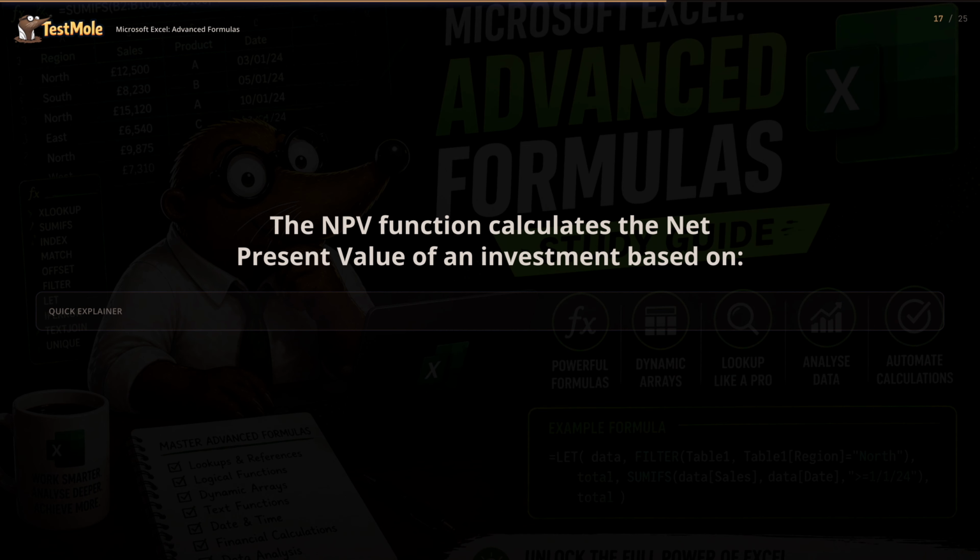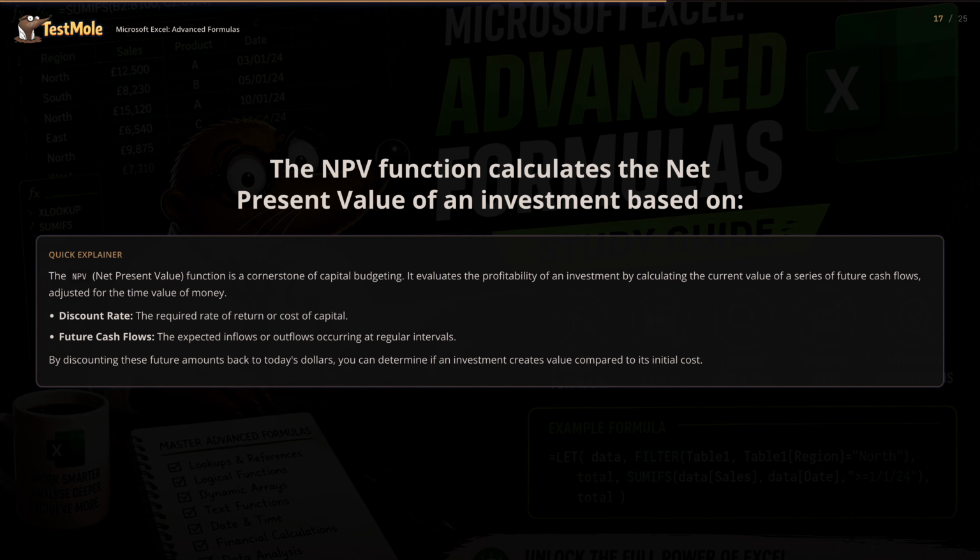The NPV function calculates the net present value of an investment based on... The NPV net present value function is a cornerstone of capital budgeting. It evaluates the profitability of an investment by calculating the current value of a series of future cash flows adjusted for the time value of money.